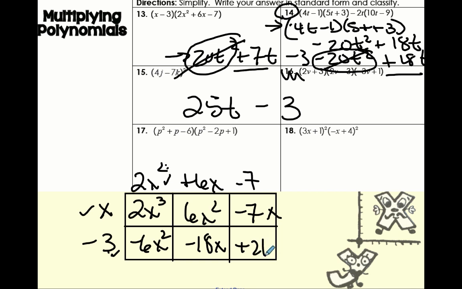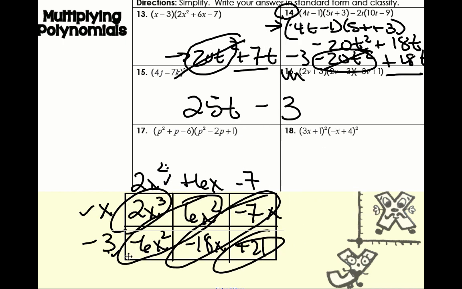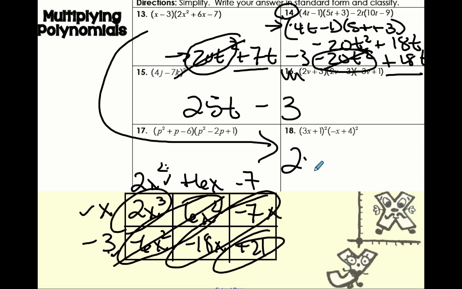Remember, this is just a tool. You don't have to use it, but it does keep everything nice and organized along that diagonal, and it's really helpful when you have to do some big ones. Okay, so we have 2x cubed, and negative 6x squared and 6x squared are going to cancel. Oops, why did that move? And then negative 18x and negative 7x makes negative 25x. So here's our answer to number 13: 2x cubed minus 25x plus 21. And that's it. Thanks.